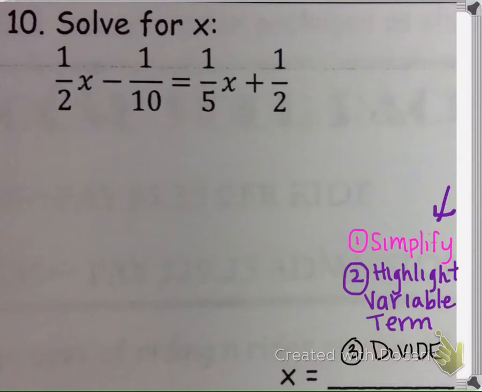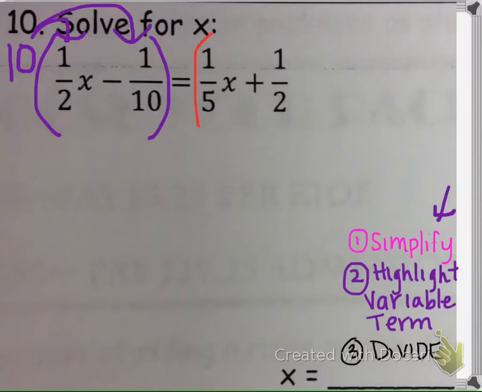So I'm going to go ahead and use 10. So I need to multiply 10 to everything on this side. So I'm going to multiply 10 to the 1/2, 10 to the negative 1/10, and then whatever I do to one side, I have to do to the other side. So I'm going to also multiply this side by 10. So I have to multiply 10 to the 1/5 and 10 to the 1/2.